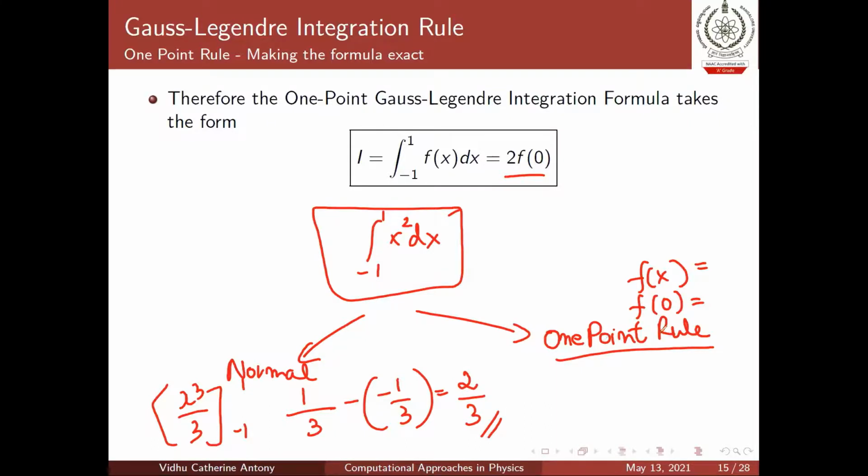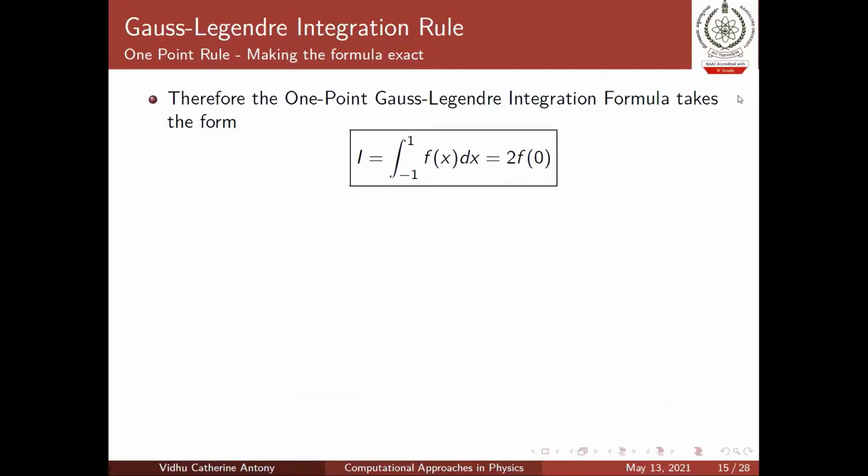But in the 1-point rule, if I try to compute this, your f of x is going to be x squared, right? From here, your f of 0 is going to be 0. So 2 into f of 0 is what? It's going to be 0. So this doesn't work for polynomials other than the order of x power 1. It does not work. So what do we do? We have a 2-point rule, and then we have a 3-point rule, so that we can expand this whole thing.